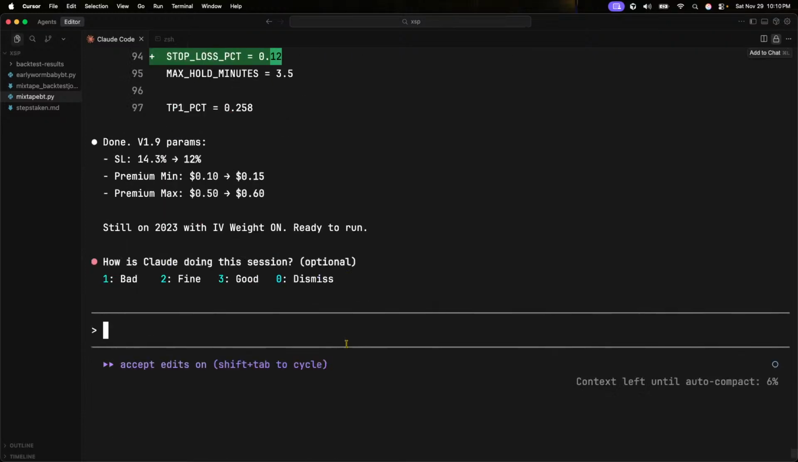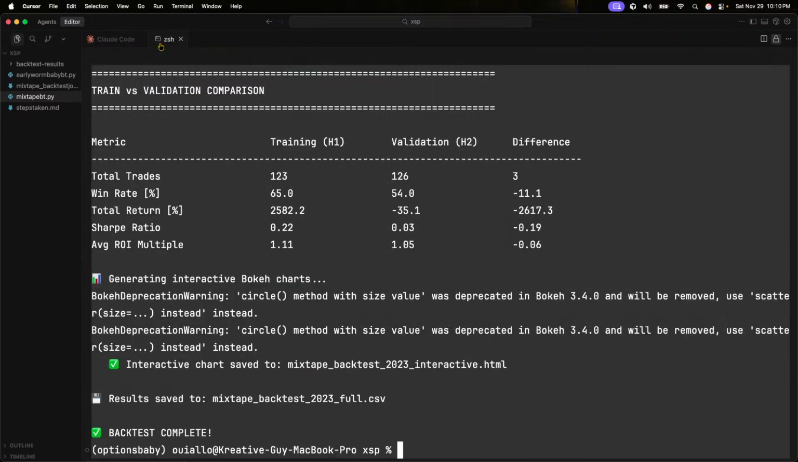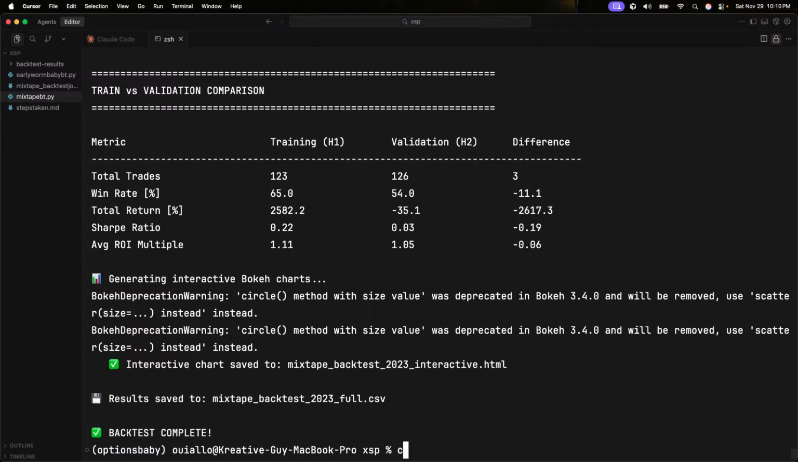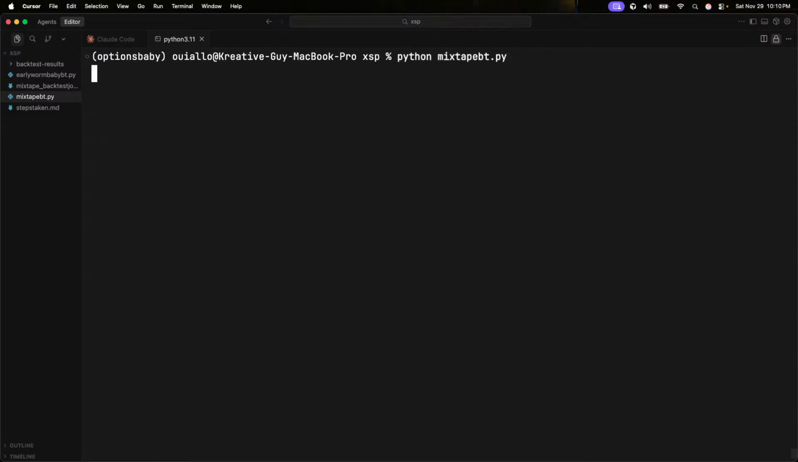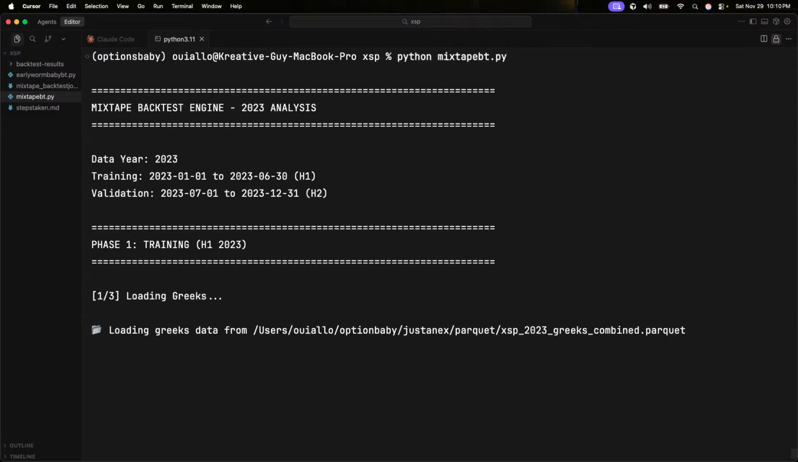This regime filter is probably what we're going to do. But let's see. I'm going to build that out tomorrow. I'm not going to hold you. Yeah, I'm going to build that out tomorrow. So let's see how this works out.